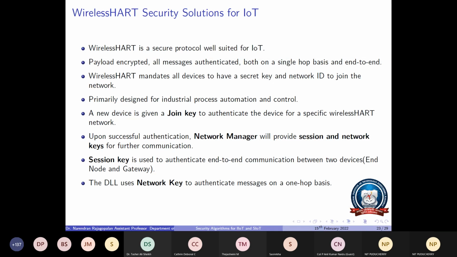Once that is done, a network manager, which is a trusted entity, provides a session key and a network key. These are the two temporary keys provided for communication. The session key is used for transport layer end-to-end encryption, and the network key is used for one-hop communication.